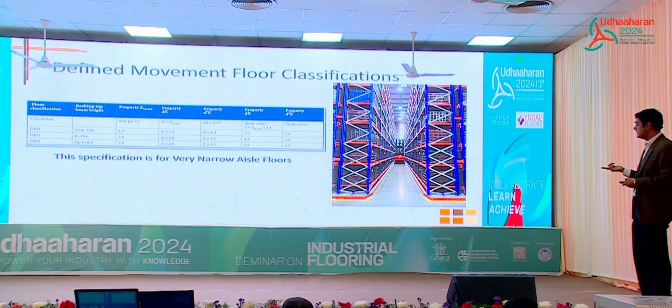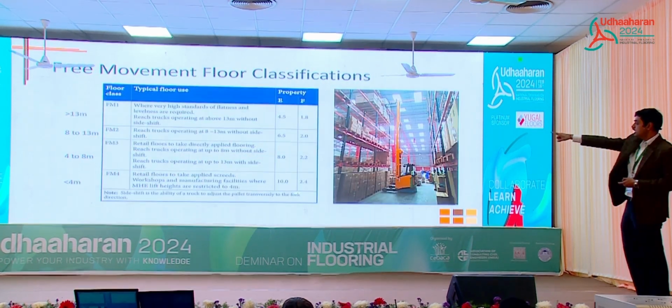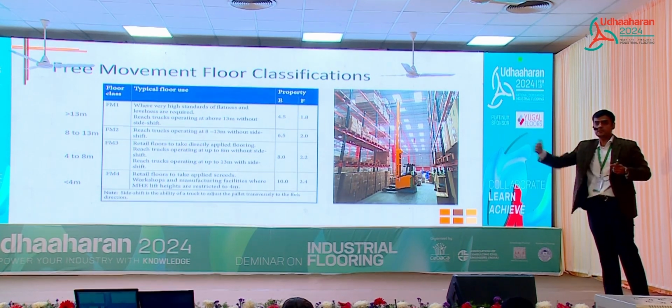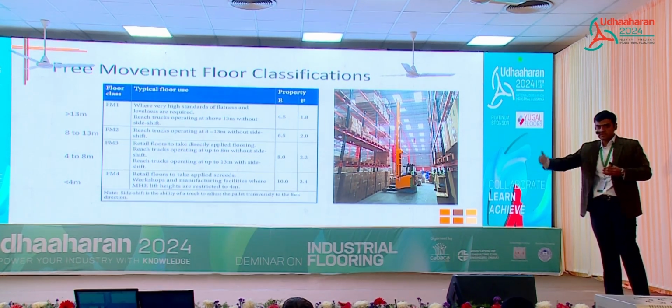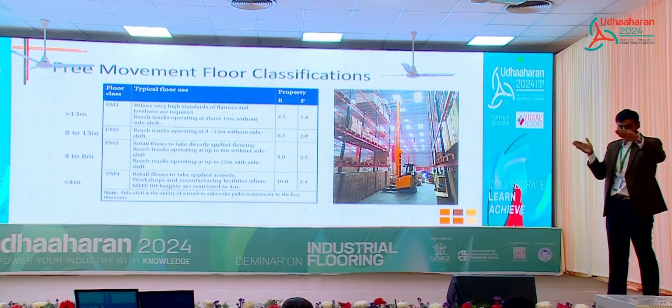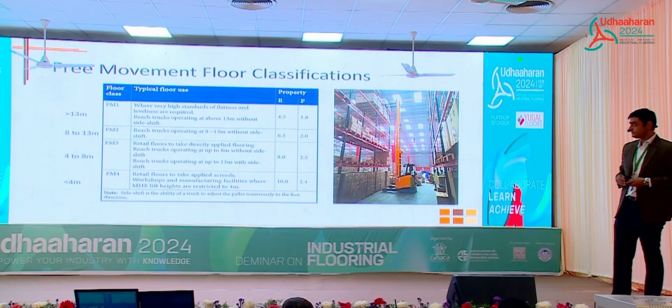I'll just go back to the previous slide just to give you a sense of it. So an FM2 floor allows you about 6.5 mm variation in a 3 meter grid. So you take a survey every 3 meters, and it allows a 6.5 mm variation in level between those 2 points.